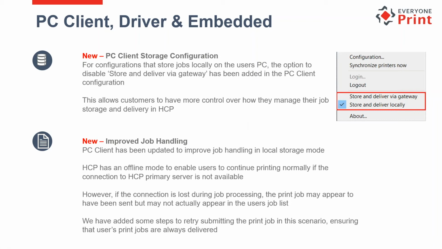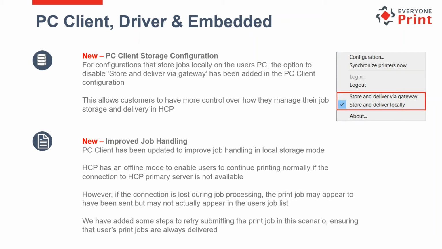Well, the other area around the job handling for local storage mode that's had some improvement is where we lose connection to the HCP primary server. So HCP again has an offline mode. So if clients or gateways or servers are offline, we can switch to offline mode and continue to print normally, cache the data that needs to be passed back to the server for accounting and reporting.